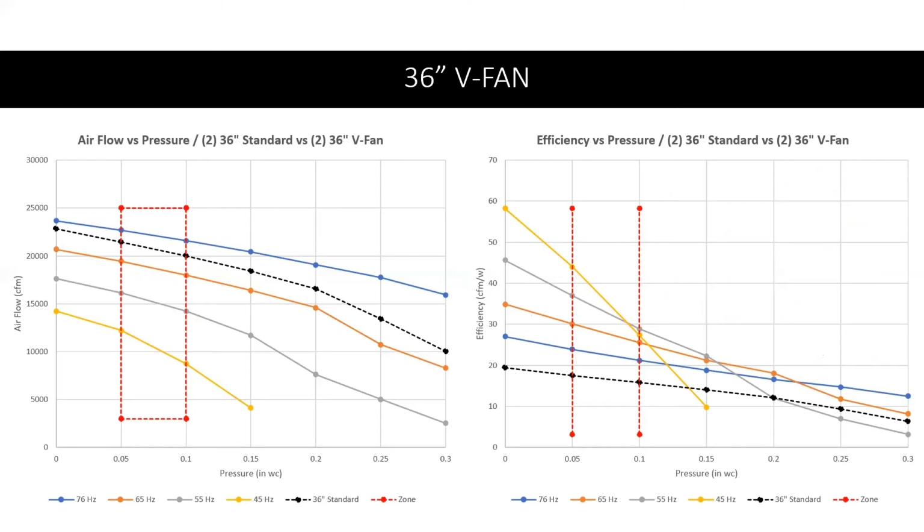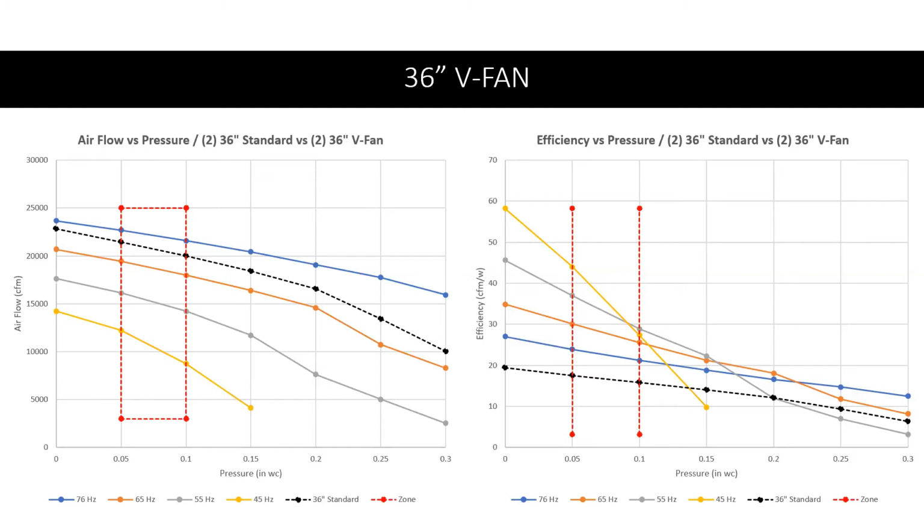So we're looking at airflow versus static pressure charts for sizing our ventilation. On the left-hand chart, the blue, the orange, the gray, and the yellow are different frequencies, different speeds for our variable speed fan. And the black dashed line is a standard on-off fan. So as Trey was commenting on the efficiency of the motor and the power output, you can see at the top end, the blue line is above what a standard 36-inch fan would be.